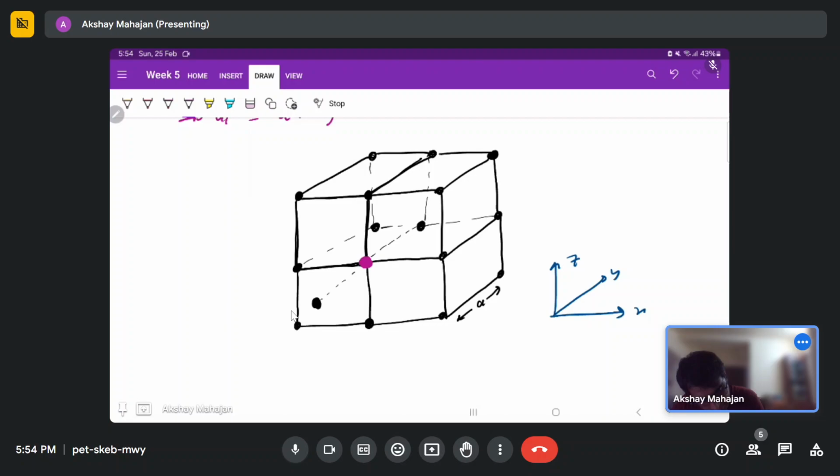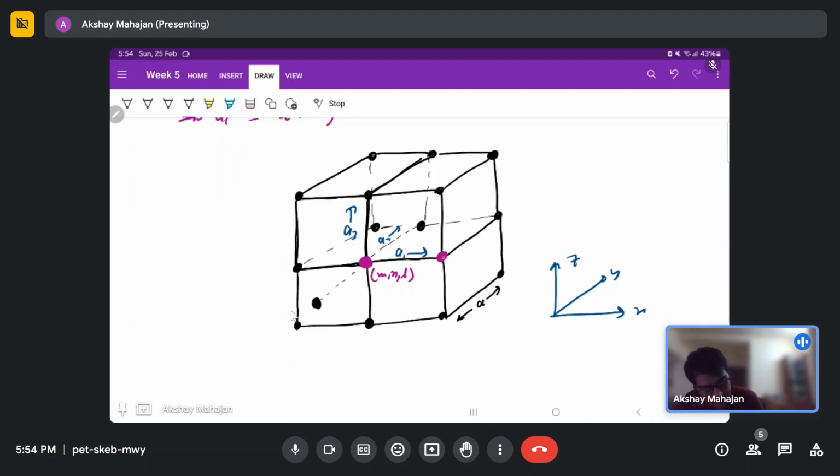Okay, these are the coordinates for one of the lattice points. Now here are my lattice parameters. So first you need to find the lattice parameters. A1 will be a times x cap, A2 will be along this, and A3 will be along this. Alright, so if these are my lattice parameters, then my nearest neighbors are as follows.